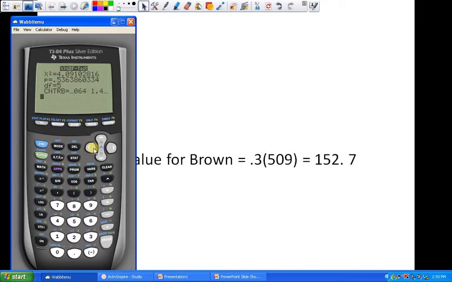There's a built-in list called CNTRB, which stands for contributions, and that's just the contribution of each one. So if you wanted to see which color had the biggest impact on our chi-squared value, you would look and see which one the largest one was. Okay, so that's how to run a chi-squared goodness of fit test, and again, we would fail to reject because we have a high p-value.